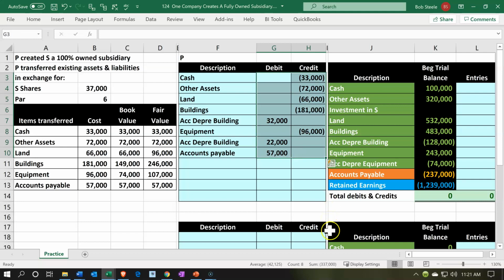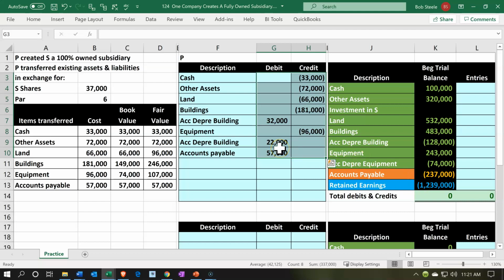And so the difference here that we need, the plug, is going to be the $337,000. So in other words, we're transferring out net assets. You can see basically the net assets here. We have assets, and these are contra accounts, and then the liability. These are the net assets that we're transferring, not the net assets of P company in total, because that's the equity section or retained earnings in this case.